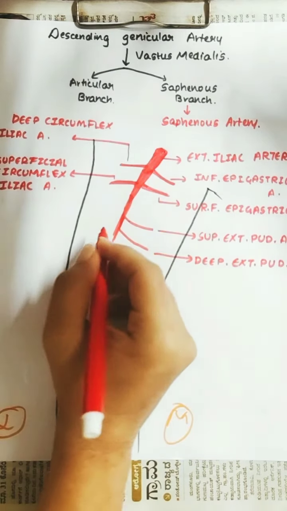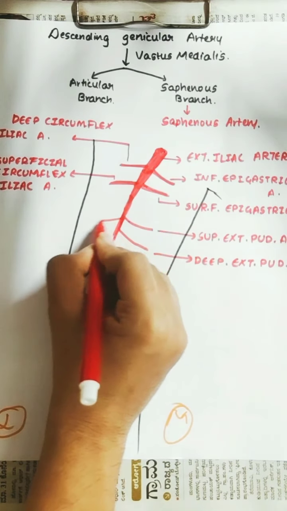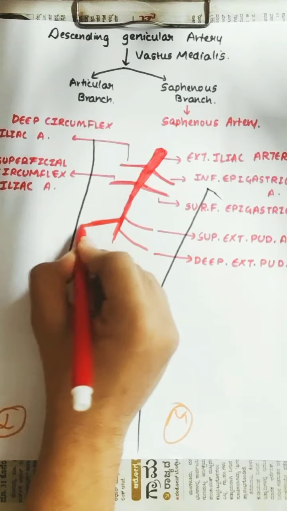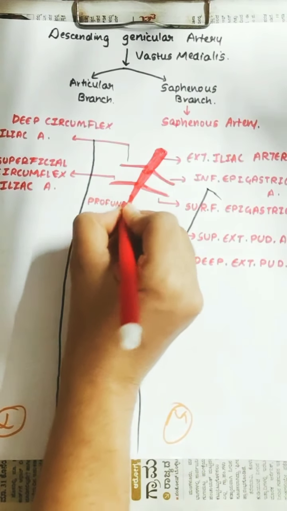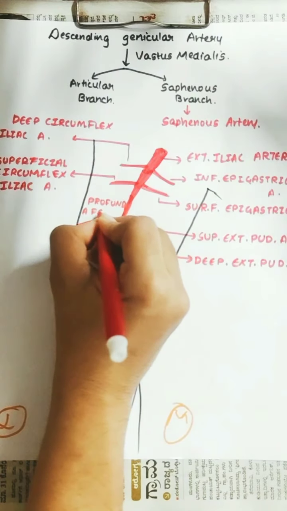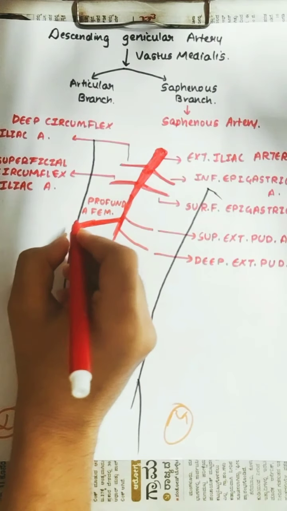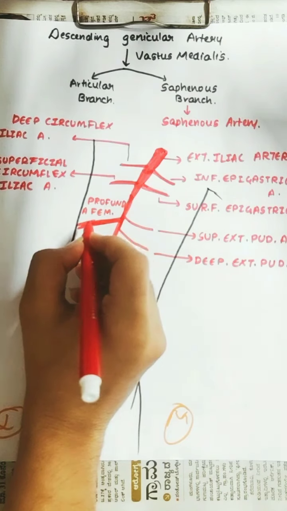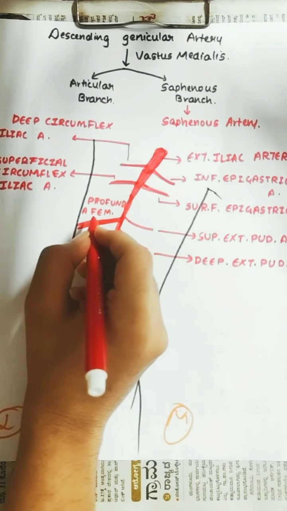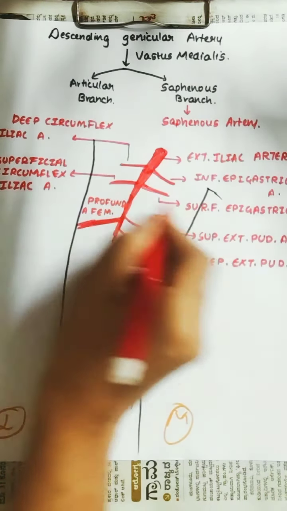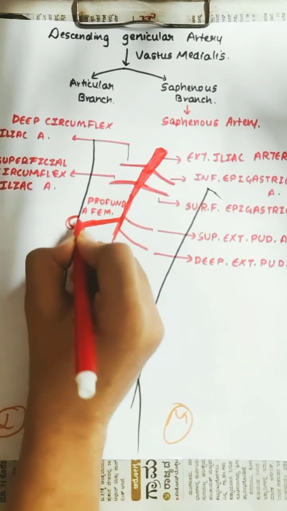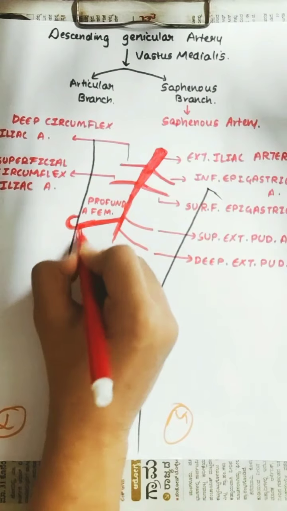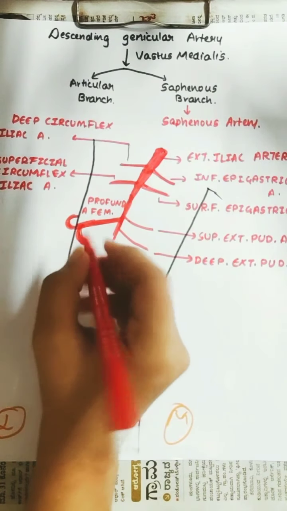Again, we come to the lateral side, where there will be a main branch called the profunda femoralis, which gives off two branches, the lateral circumflex femoral artery as well as the medial circumflex femoral artery. Lateral supplies the lateral aspects of the thigh and medial supplies the medial aspects of the thigh.